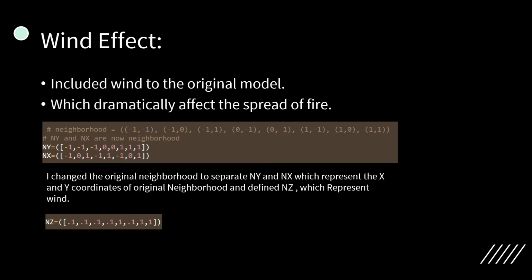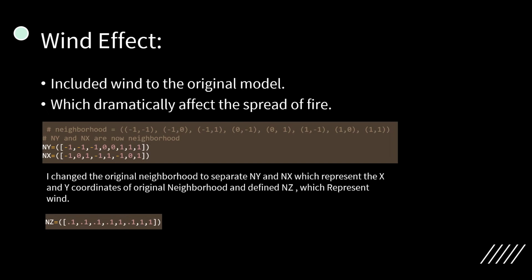So we modified the original model by adding a wind effect, which dramatically affects the fire spread. To achieve this, I modified the original neighborhood such that NY and NX respectively represent the first and second coordinate of the original neighborhood. And just below NX and NY, I defined NZ, which represents wind. Each value in NZ corresponds to one of the coordinate pairs in neighborhood NY and NX. If at least one of the index values in the neighbor specifying pair NY, NX is negative, the corresponding NZ value is 0.1.